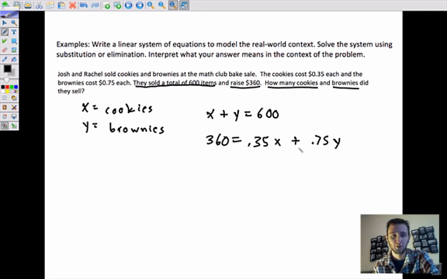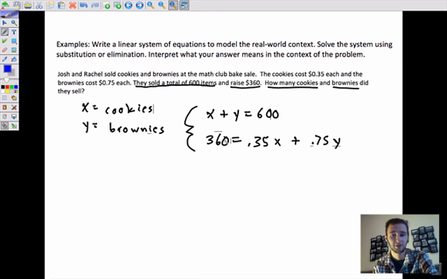So now we have a system of equations here. Now that we have that, we can go through and solve it. This is one where neither equation has an isolated variable. I think that could be fairly easily done with this first one, so I'm just going to go ahead and manipulate this one.